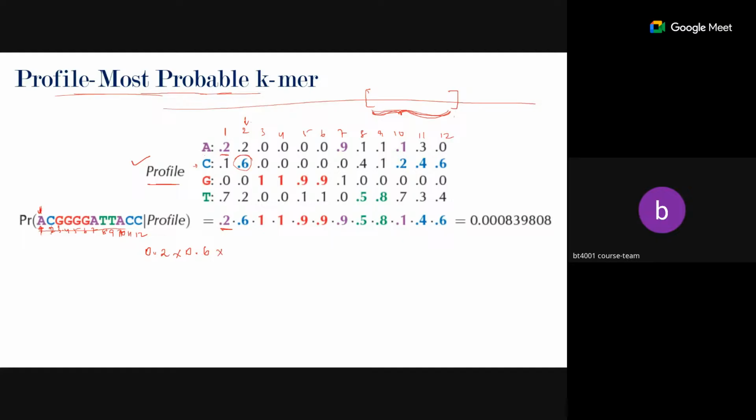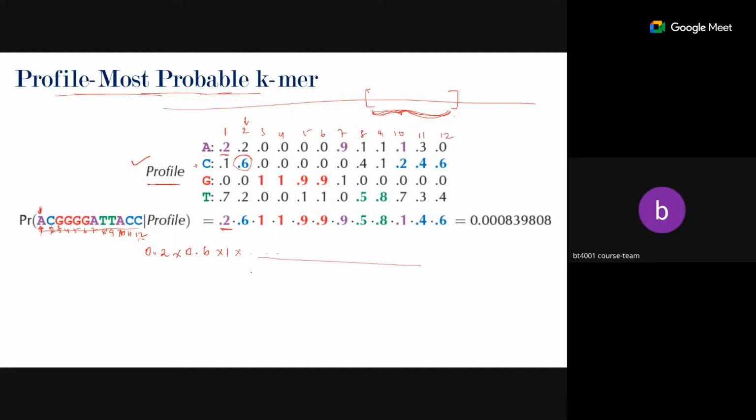Then we have G. What is the probability of occurrence of G at the third position? G has a probability of 1 there, so we multiply by 1. And we repeat this for every one of these nucleotides in the k-mer, every one of those positions. We are having 12 values, 12 nucleotides. The length of the k-mer is 12, the length of the motifs is 12. That's why we will have 12 different values. For every nucleotide at each of these positions, we take its probability of occurrence at that position, and we multiply it.